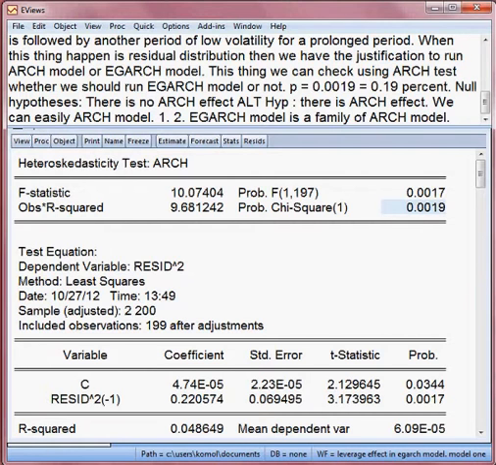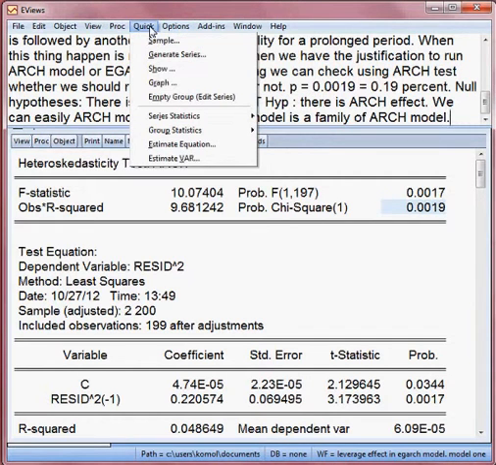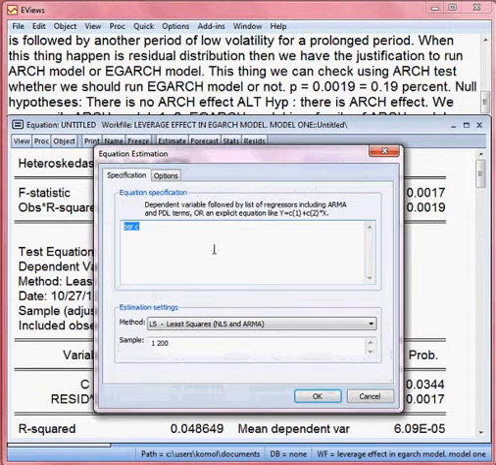Okay, so now we can run the EGARCH model. The question is how to run the EGARCH model. How to run? I go to Quick, and also I can do from here. Here I can click Estimate.